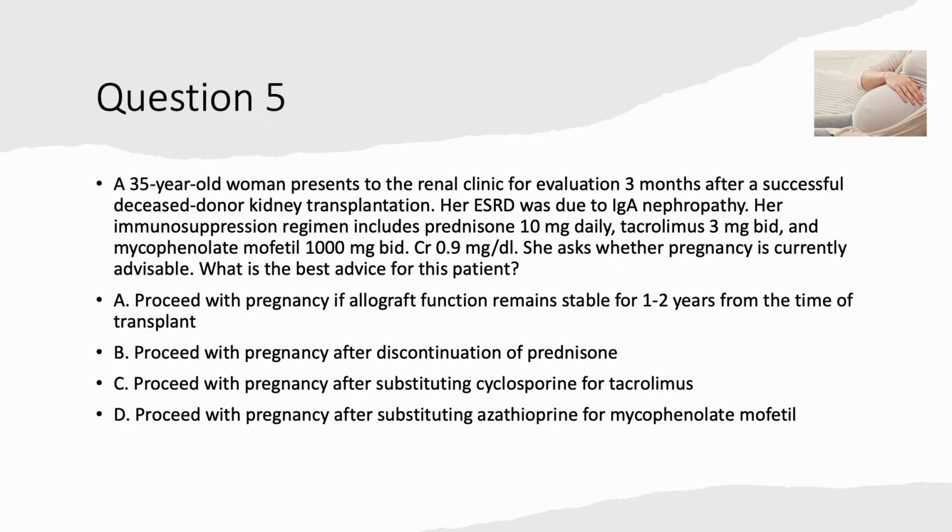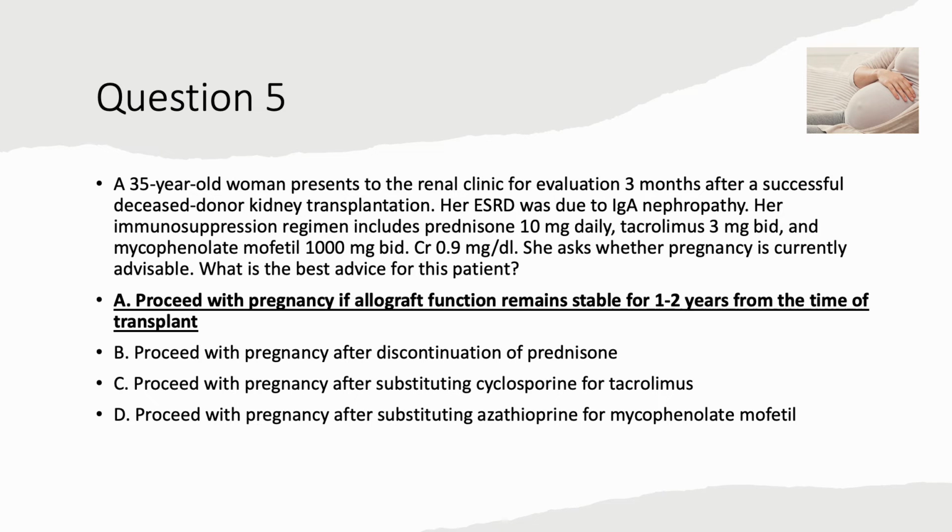So you can pause for a second, and the correct answer is A. Proceed with pregnancy if allograft function remains stable for 1 to 2 years from the time of transplant. So B, C, and D, really, they don't matter. You have to wait. If the creatinine is stable, there's no proteinuria, blood pressure is fine, you're not having episodes of acute rejection, and it's been 1 to 2 years, then you can proceed with pregnancy. Now, in that interval, contraception is strongly advisable. Now, that's the correct answer, A. We'll proceed to question number 6.